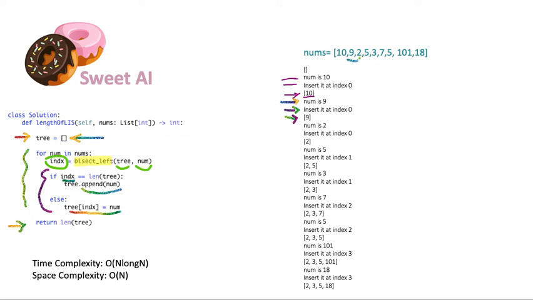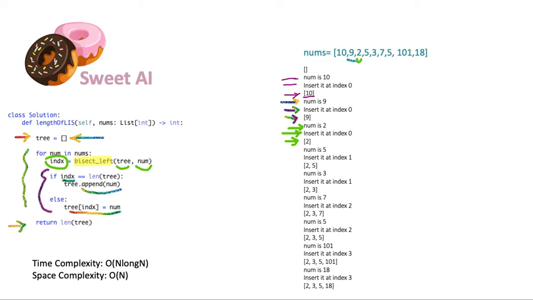So let's do another example. Now we are at this point. Now we have number 3, and it says insert it at index 0 because it's smaller than 9. And we know that if the index is not equal to the length of the tree, we are going to just update this value here. So it's gonna be 2. So 3 is 2 now. So 10 has been replaced with 9, 9 has been replaced with 2.